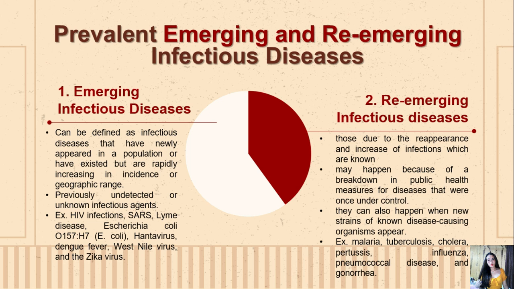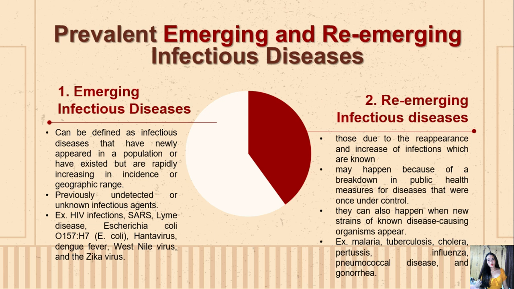Next guideline on molecular technologies is the prevalent emerging and re-emerging infectious diseases. So what does it mean by prevalent emerging and re-emerging infectious diseases? First, the emerging infectious diseases can be defined as infectious diseases that have newly appeared in a population or have existed but are rapidly increasing in incidence or geographic range.